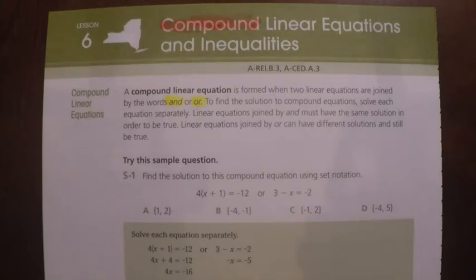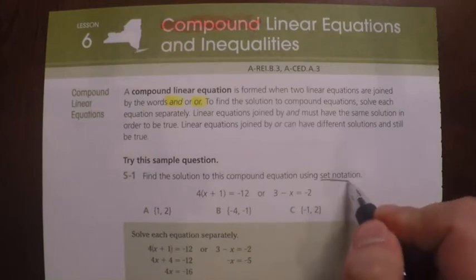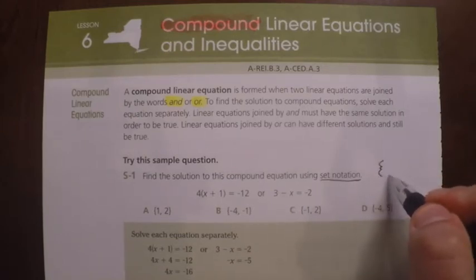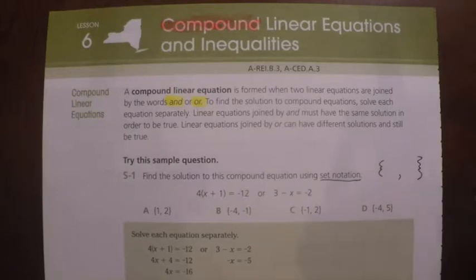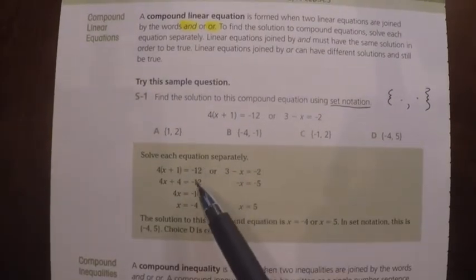So if we take a look at this first one, it says find the solution to this compound equation using set notation. So using set notation here just means that we put our answers in these brackets with a comma in between them, right? Whatever x equals, we'll put in there. Fancy words, not a fancy thing. Take a look at how they went about and solved each one of these separately.